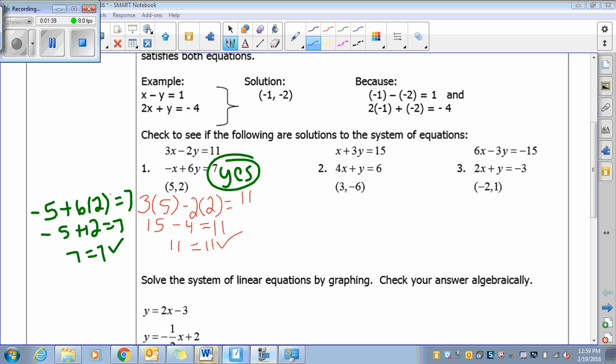All right, you should have solved 2 and 3. For number 2, for the first equation, you would have had negative 15 is equal to 15, which is not true. Since the ordered pair is not a solution of the first equation, we know that it cannot be a solution for the system, so we don't have to go any further.